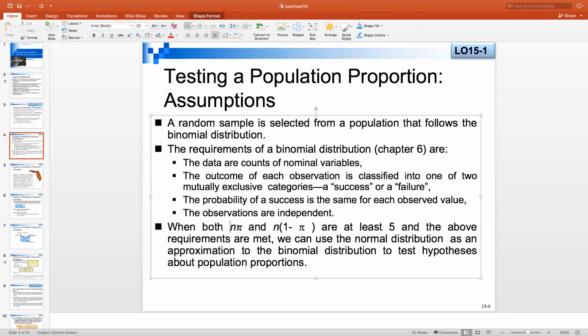Okay, so n times pi, or n times 1 minus pi. If that answer is at least 5, we can use the normal distribution as an approximation to the binomial. So we'll use z to approximate the binomial. As you know, z is our normal distribution. So we take our sample size times our population proportion, and if that number is greater than 5, we can say, yes, there is normality.